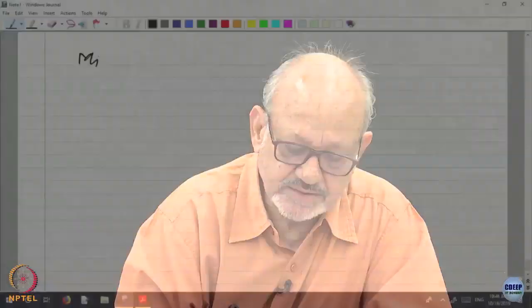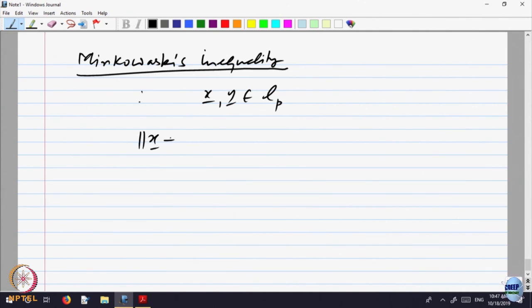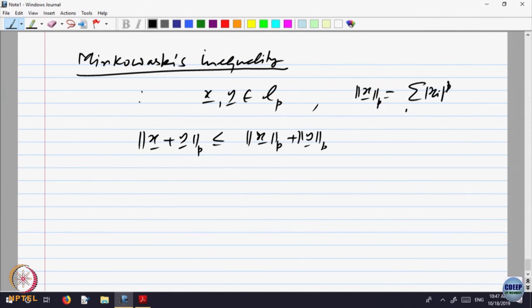Using this, we want to prove what is called Minkowski's inequality. Do not get scared by the name, it precisely says for x and y belonging to L^p, norm of x plus y is less than or equal to norm of x plus norm of y. That is the triangle inequality for this. So, what was the norm? That is defined as sigma mod x_i to the power p, i equal to 1 to n, raised to power 1 by p, right. That is a definition. That goes by the name Minkowski's inequality.